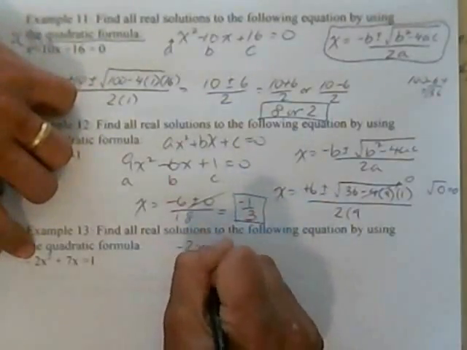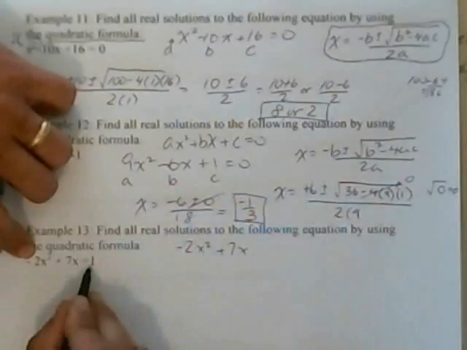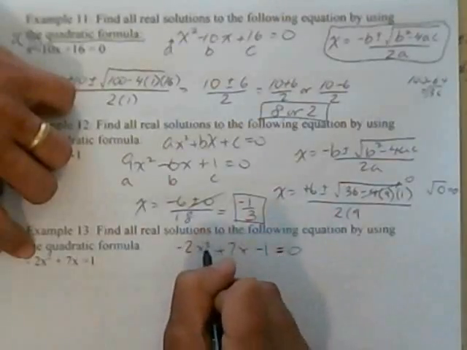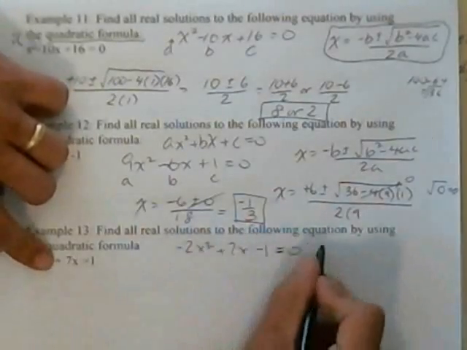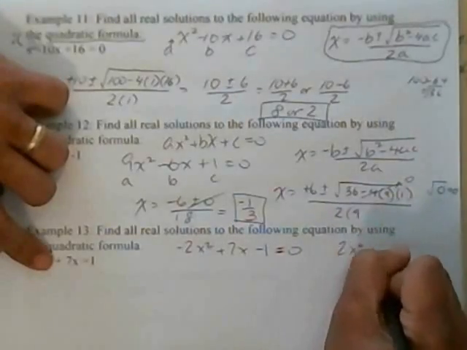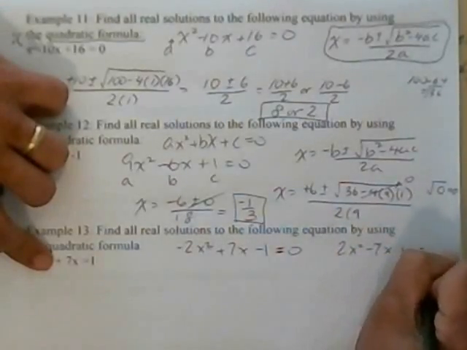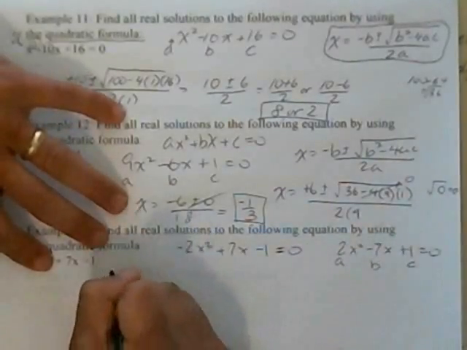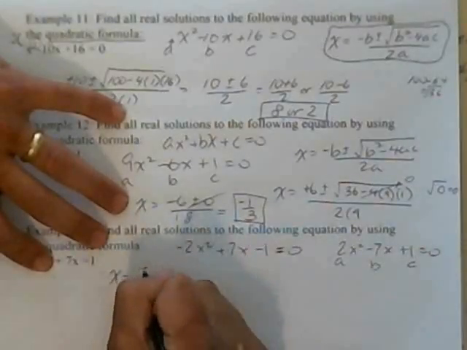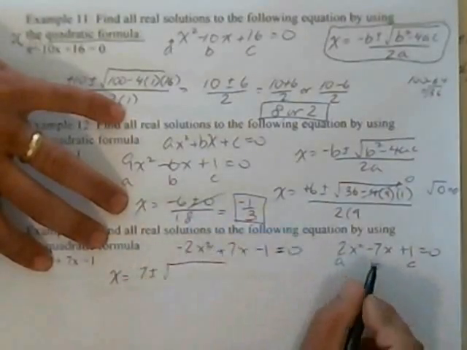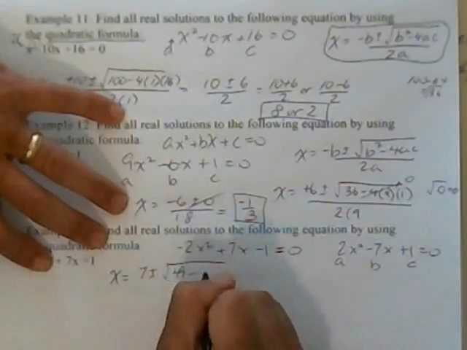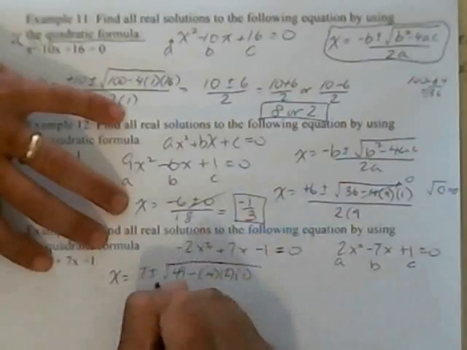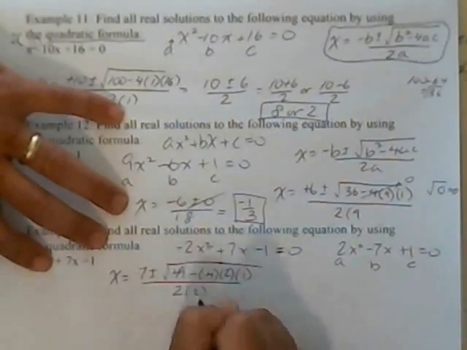You have negative 2x squared plus 7x. I'm going to move the 1 over, minus 1 equals 0. We want to set it equal to 0 here, so this is quadratic. Run a negative through, and it becomes 2x squared minus 7x plus 1 is equal to 0. That's my a, that's my b, that's my c. So x equals negative b, 7, plus or minus the square root of b squared, 49, minus 4 times a, which is 2, times c, all over 2 times 2. That's our a value.